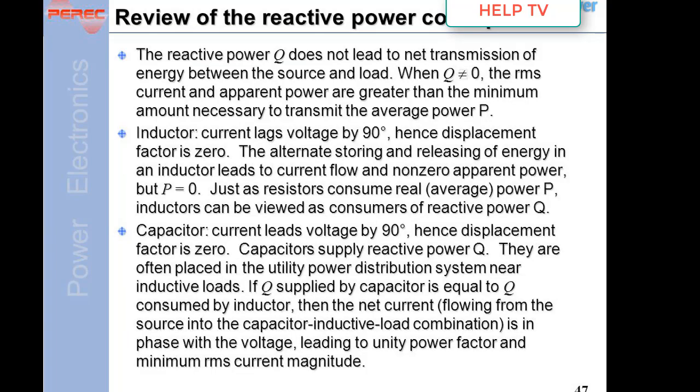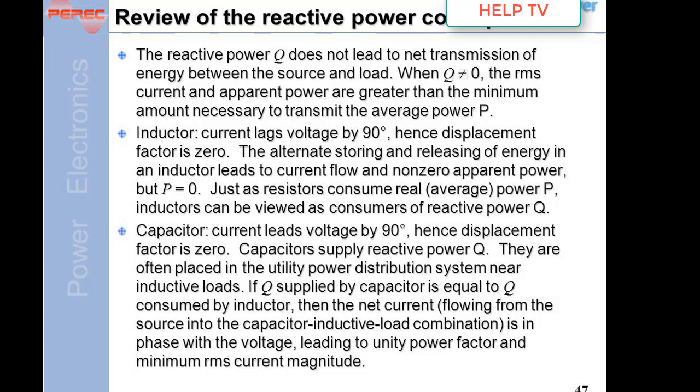Review of the reactive power concept. The reactive power Q does not lead to net transmission of energy between the source and load. When Q is not zero, the RMS current and apparent power are greater than the minimum amount necessary to transmit the average power P. Inductor: current lags voltage by 90 degrees, hence displacement factor is 0.